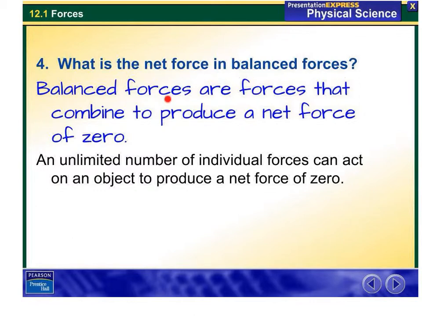A balanced force, it is important to remember, is when there are two or multiple forces at work but they combine to produce a net force of 0. That means if there is a balanced force, there is no movement.